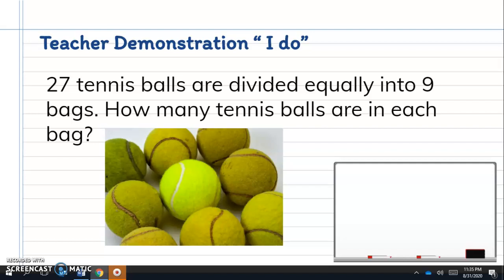27 tennis balls are divided equally into 9 bags. How many tennis balls are in each bag? I'll read the question one more time. 27 tennis balls are divided equally into 9 bags. How many tennis balls are in each bag? Let's pull up our whiteboard to try to solve this.